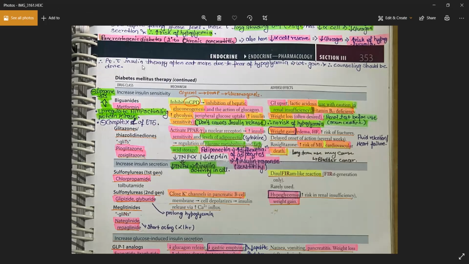So the patient with the insulin therapy often eats more due to the fear of hypoglycemia, and that's why weight gain will be happening. So step one will also ask you what therapies you can give the patient for this weight gain. This would be the counseling of the patient. I've encountered a question on this fact. Okay, and the answer was the counseling of the patient is very important for the weight gain.